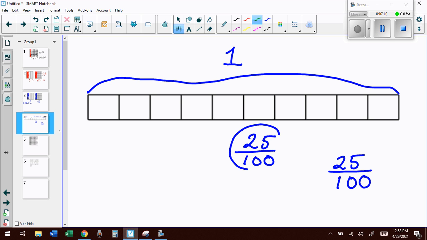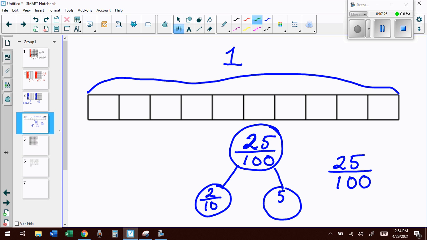if we used our knowledge of place value, we have 2 tenths right here, and we have 5 100ths. So let's start with our 2 tenths right here. Why aren't you changing colors? We're going to start with our 2 tenths. 1, 2.